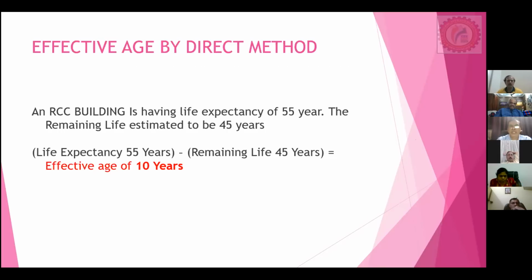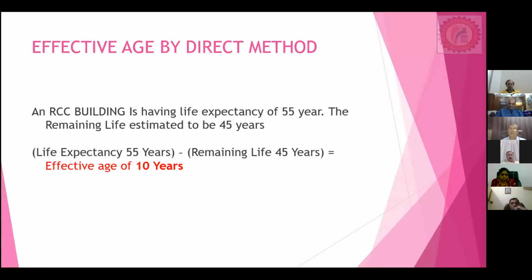Say one building is constructed in the year 2010, and the rooms are placed very well, it is with vitrified flooring or granite flooring, doors, windows, ventilation, orientation, location, and everything is fine, and even the sanitary and water supply, everything is fine. Then in such cases, you need not worry about the effective age. You just see, an RCC building has a life expectancy of 55 years. Am I right? The remaining life is 45 years. So that means the effective age is 10 years.